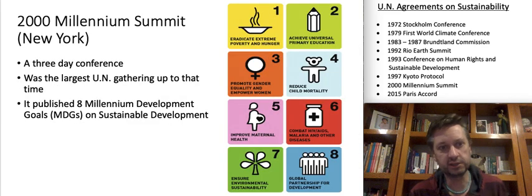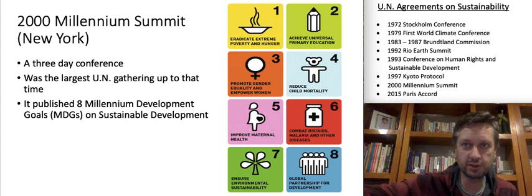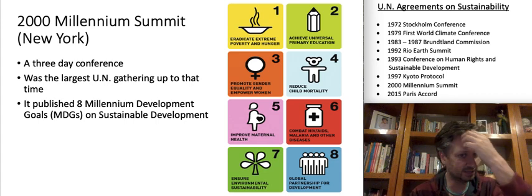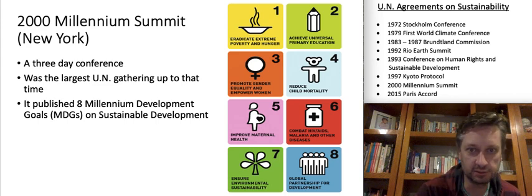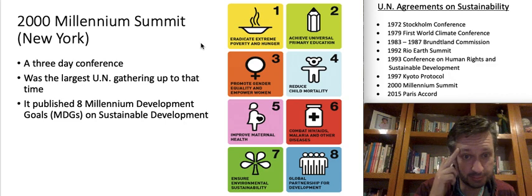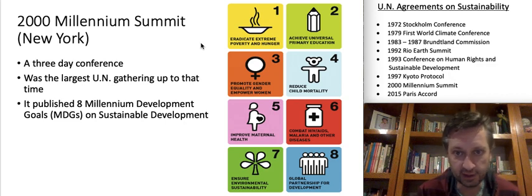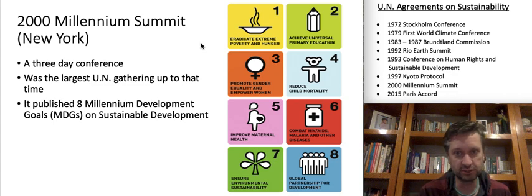Moving on again, we get to the year 2000. The year 2000 was obviously the turn of the millennium, and it was seen by the UN as a good point at which to reassess what the world was doing in terms of sustainability. It was a 3-day conference held in New York City, and it was the largest United Nations gathering of all time up to that point. The main thing that came out of it is what you can see here on the slide, the 8 Millennium Development Goals, the MDGs. And they basically established what each country was expected to achieve in terms of sustainable development.